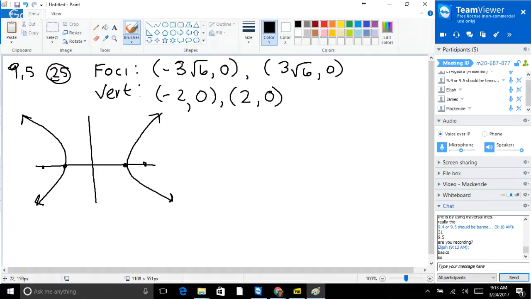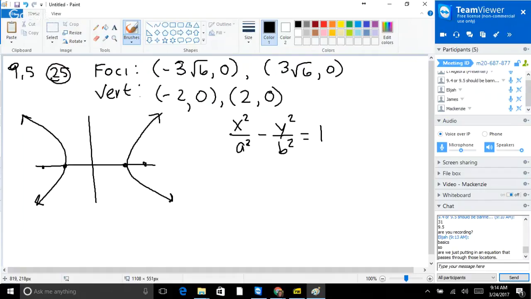So if it's a horizontal hyperbola, I want to use the equation x squared divided by a squared minus y squared divided by b squared equals 1, right? So that is my equation for a horizontal hyperbola. Elijah said, are we just putting in an equation that passes through those locations? Yes. Yeah. So you want to make sure when you graph it, that's where the vertices need to be. Okay.